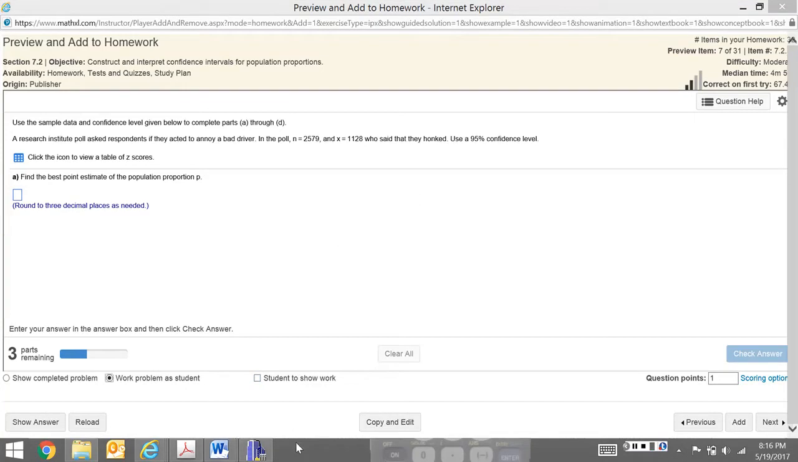Okay, we have a research institute asking a poll: respondents were asked how they acted to annoy a bad driver. We've been given this information about the poll, and we've got 1,128 of 2,579 who honked. We want to construct a 95% confidence interval. So first, what's the best point estimate?